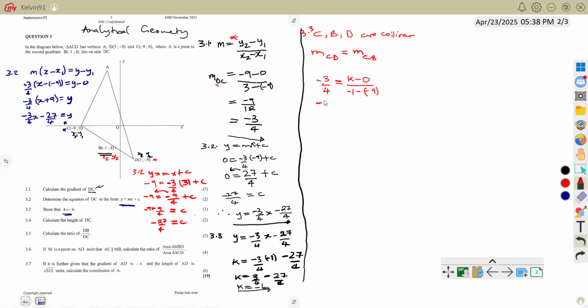So our -3/4 will be equal to k over, if you simplify, -1 minus -9. Trust your calculator, use your calculator, we are going to get 8. Then from here, multiply both sides by 8. So if you multiply here by 8, multiply here by 8, you will be left with your k. Here, when you simplify, trusting your calculator, you get -6.